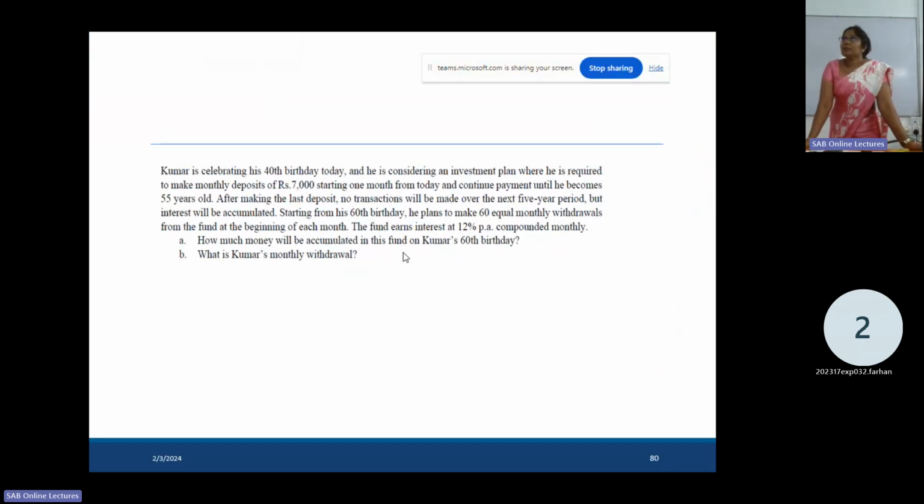You are asked to calculate how much money will be accumulated in this fund on Kumara's 60th birthday. What is Kumara's monthly withdrawal?